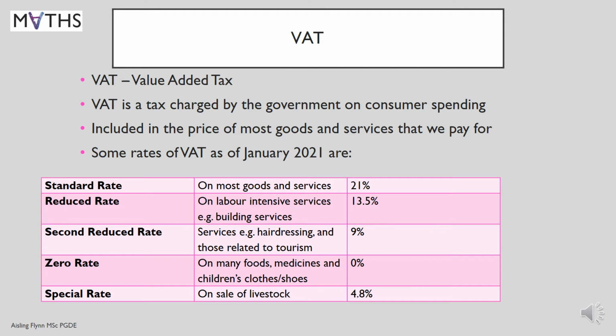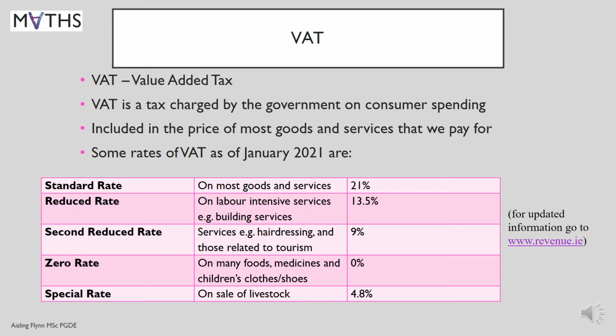There is a zero rate of VAT, and that applies to things that are deemed to be very necessary. So many staple foods, okay? So you'll find your bread at 0%, but not your chocolate biscuits. Medicines and children's clothes and shoes. And there is a special rate for the sale of livestock, so animals, at 4.8%.